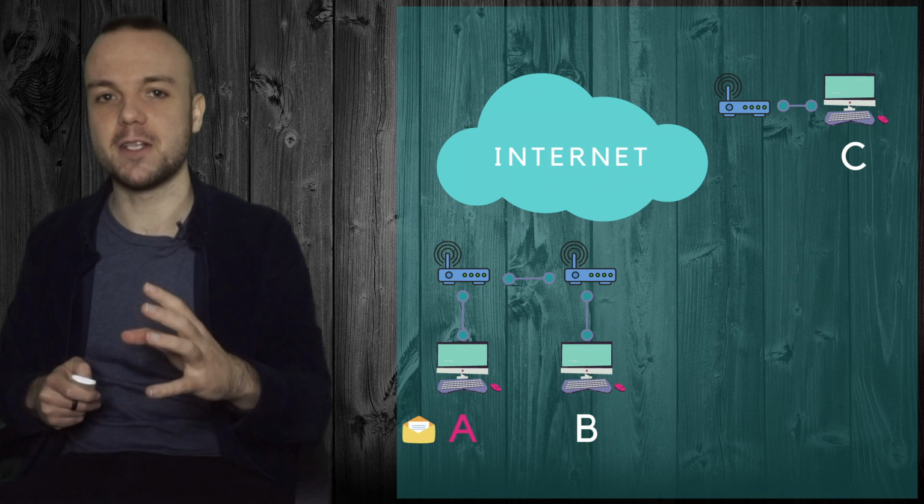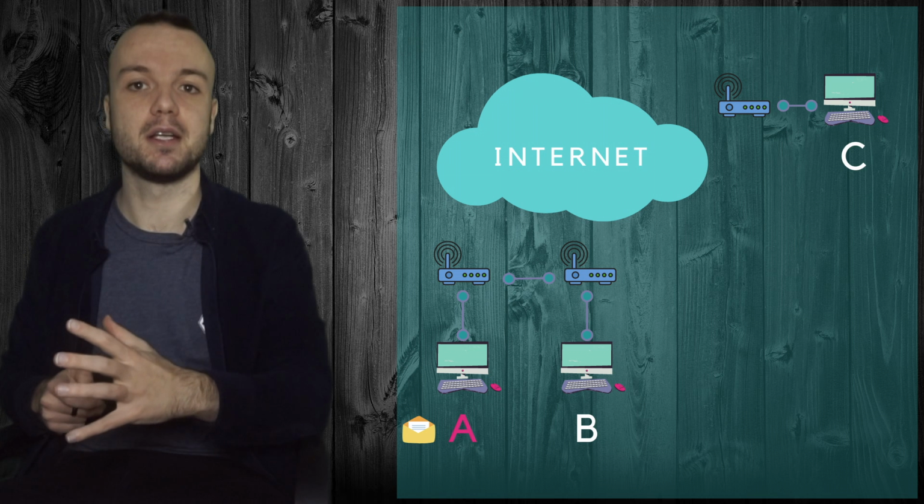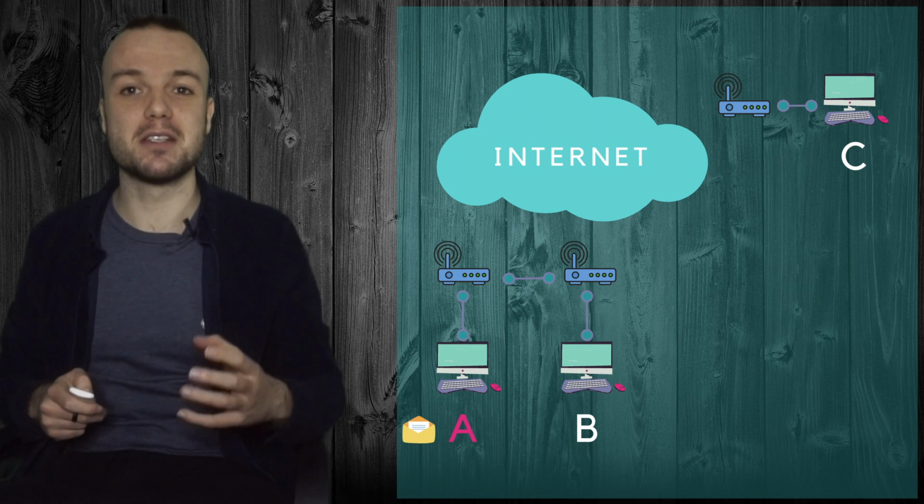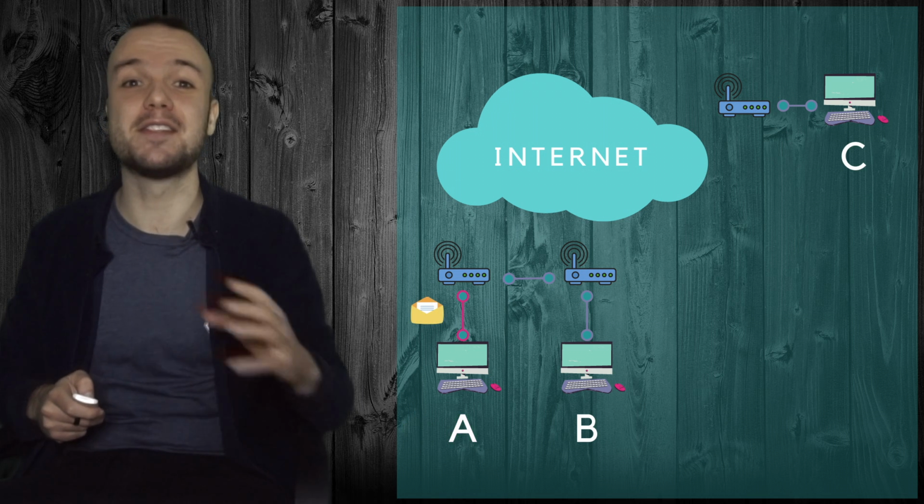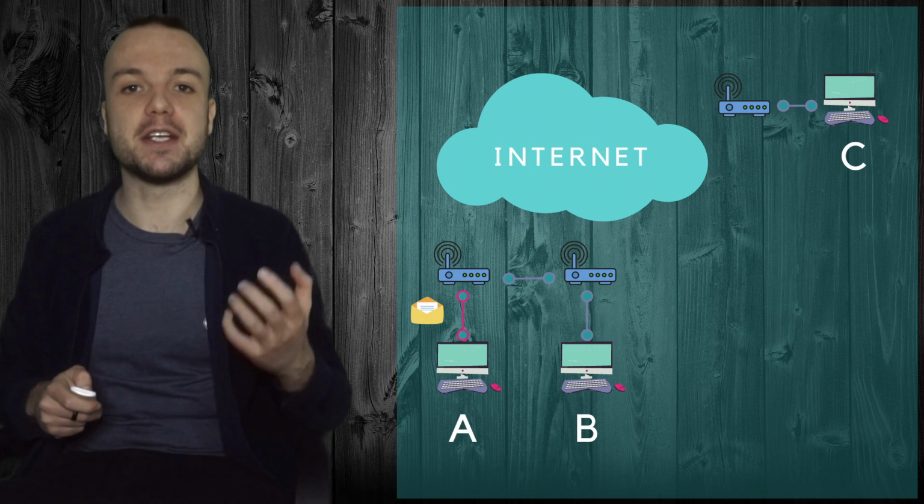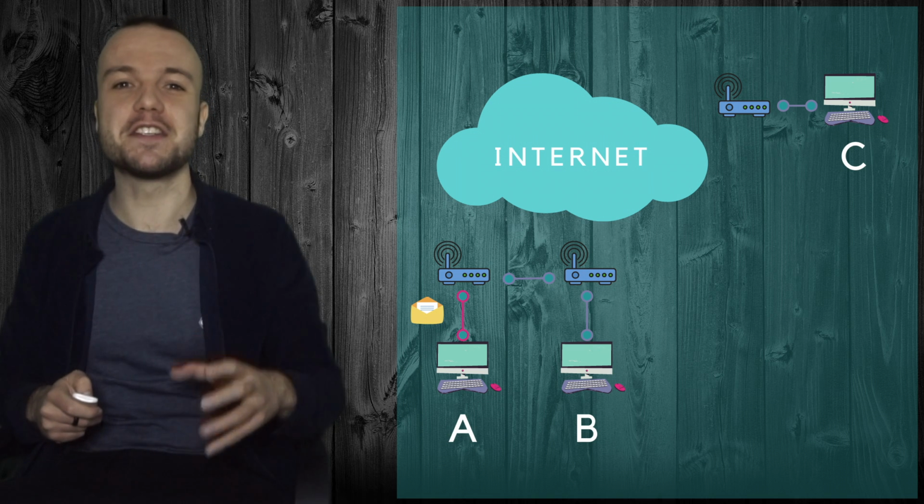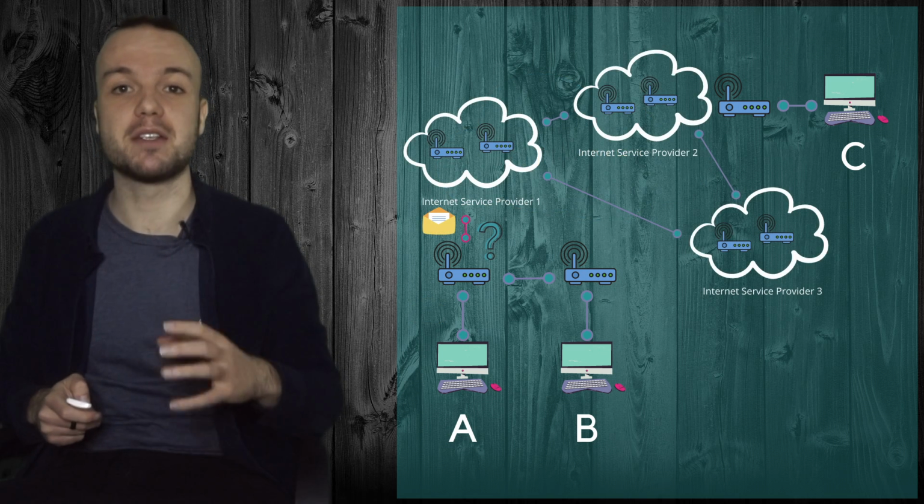But what happens in the case of device A sending a message to device C in London? In this case, once the message reaches router A, the router has no idea of where the address is, since none of the routers connected to it know about that address. For this reason, the message is sent to the internet service provider's network.